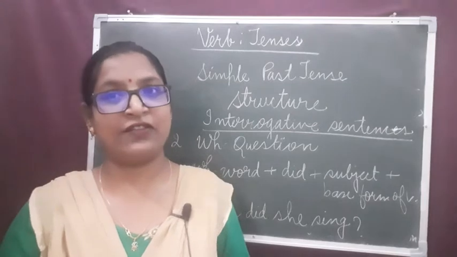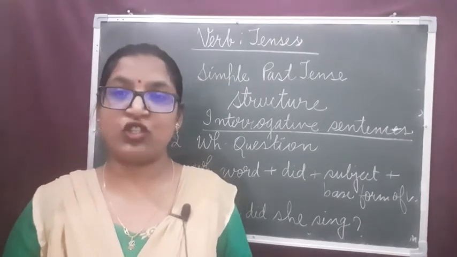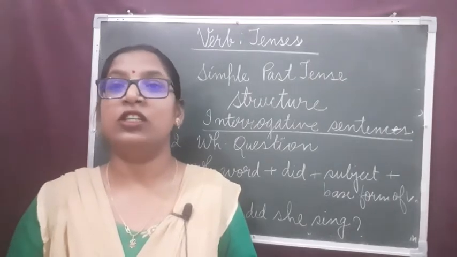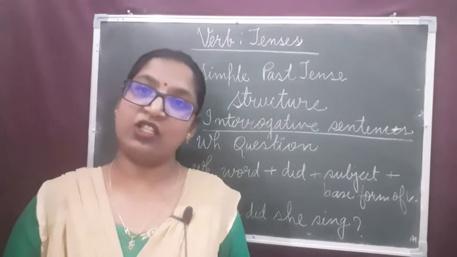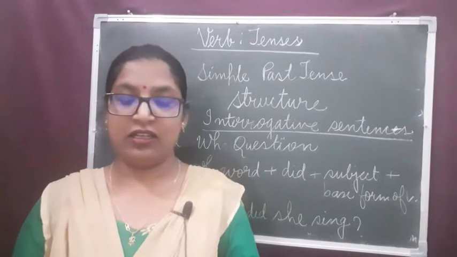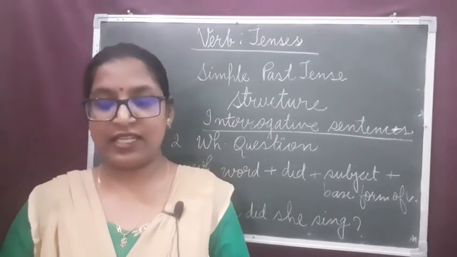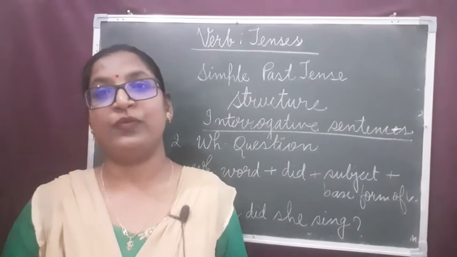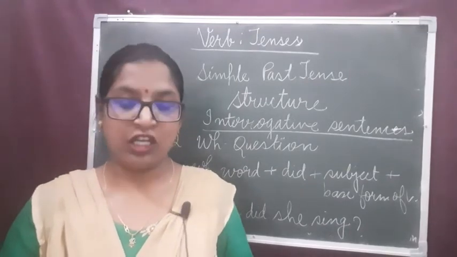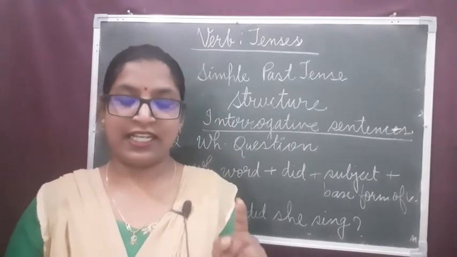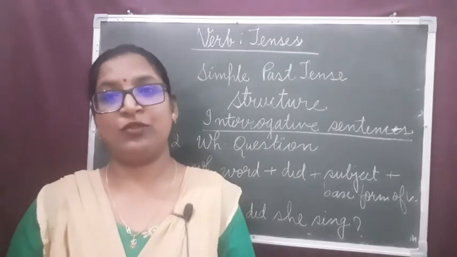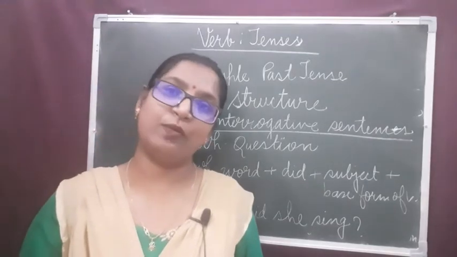And interrogative sentences, yes-no type questions, we begin with the auxiliary verb did, that is the past tense form of the auxiliary verb do. Did plus subject plus the verb in its base form. And for WH questions we start with WH word plus past tense form of the auxiliary verb do, that is did, plus subject plus main verb in its base form.